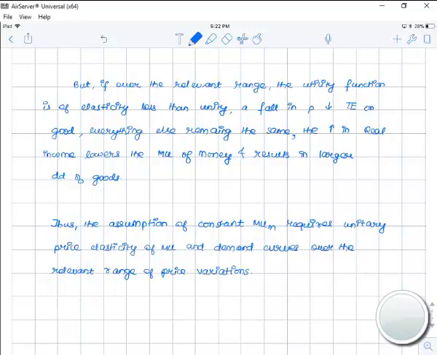So this is what has been asked in both your IES and the IAS papers related to this particular topic.